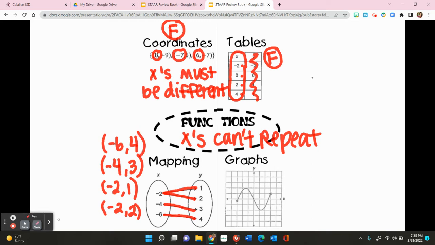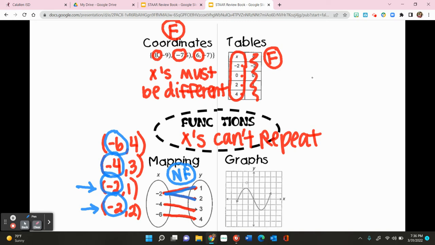If we look at our x values only, we have -6, -4, -2, and -2. When we look at our x values, we see that we have x values that repeat. So this mapping would be an example of not a function. A quick way to determine if a mapping is a function or not is to see if there is more than one of these lines coming from one x value. Here, I have two lines coming from one x value, and that automatically tells me that I have x being paired with two y values, which makes this not a function.